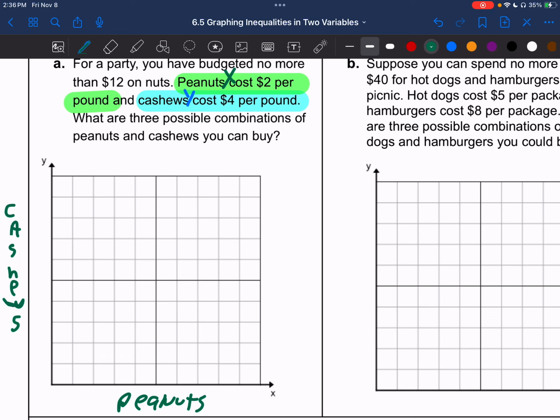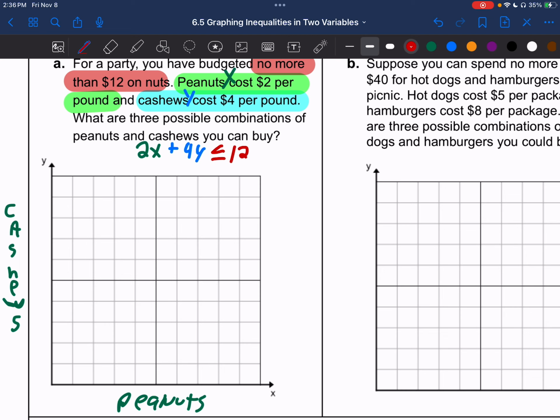Okay, and we need to write an equation now. We know that we have a limit no more than $12. So let's figure out what we've got here. Peanuts are $2 per pound, so we have 2x plus 4y. We can be no more than, so is less than or equal to 12.